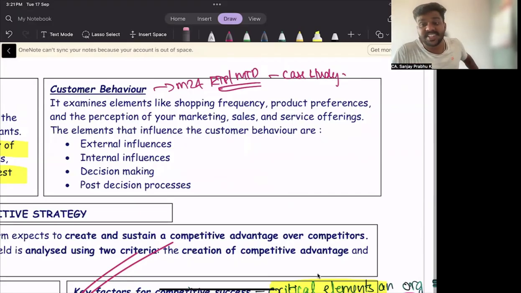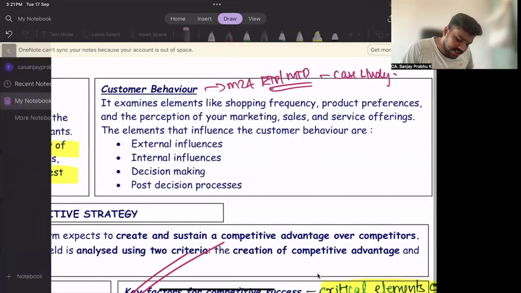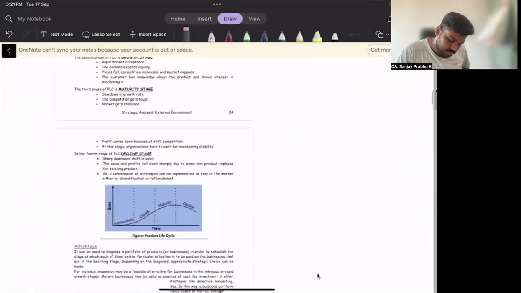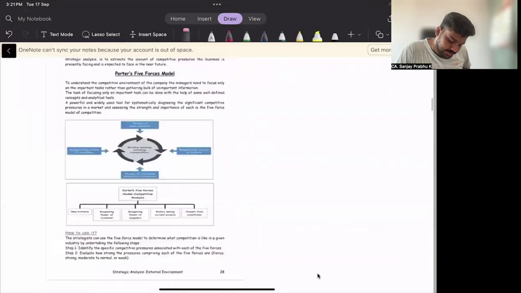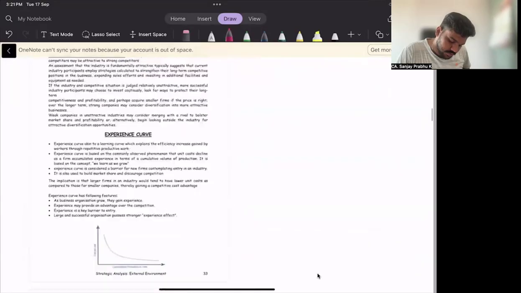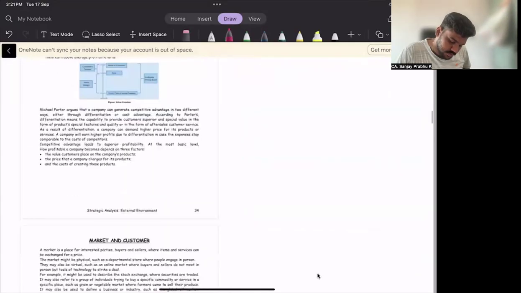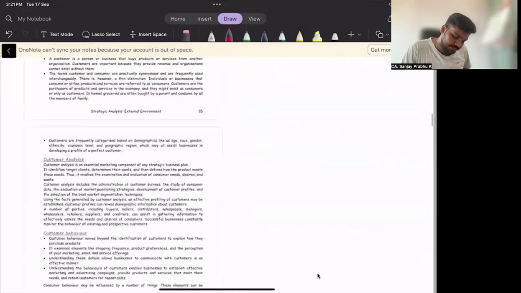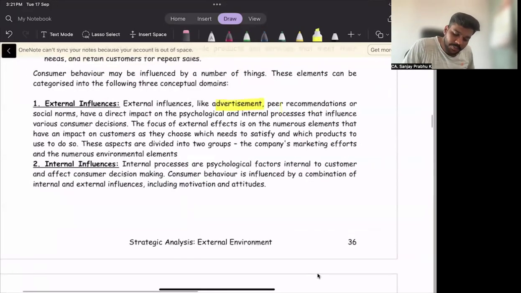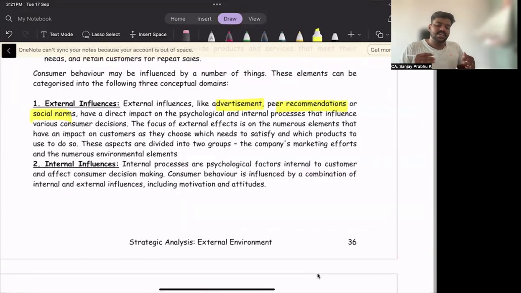First one is external influence. External influence means those external factors. You can see all these things in our textbook, I can show you. External influence: advertisement, peer recommendation, social norms. These are the few things which will have an impact on our mind.